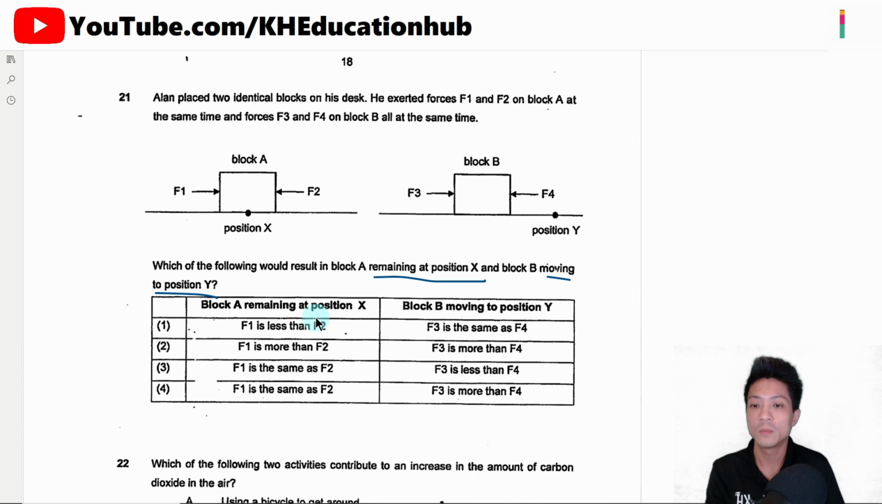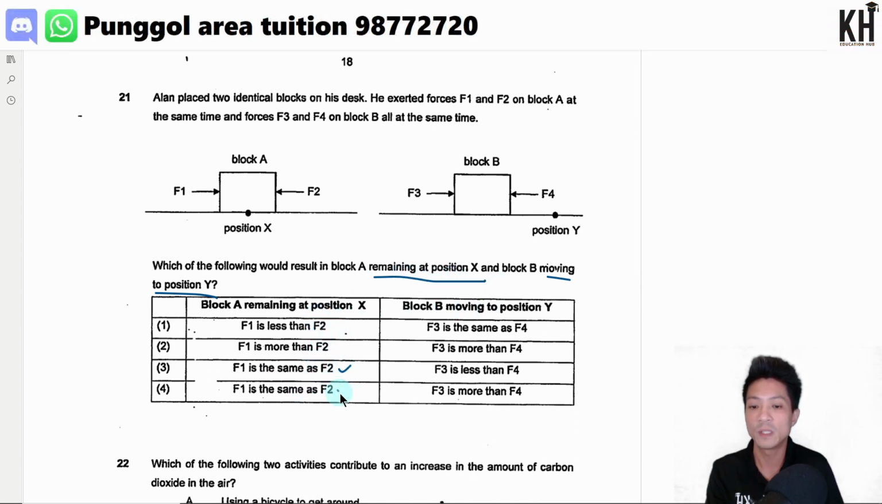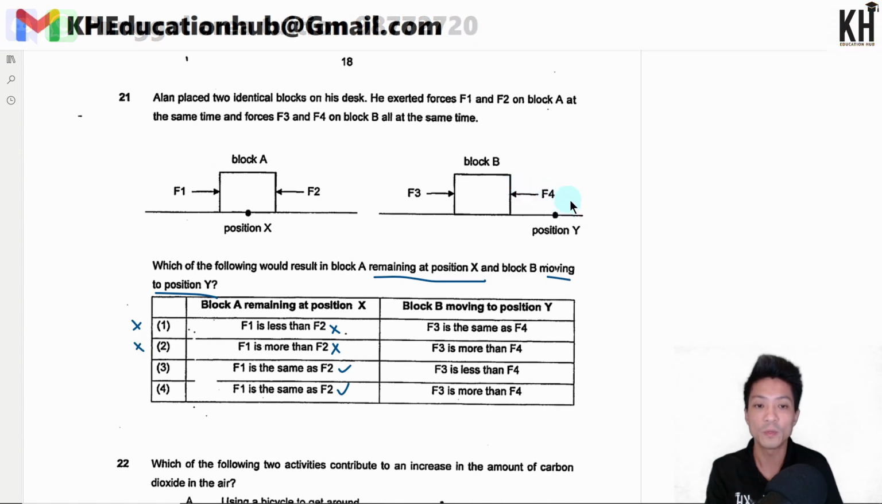Okay, if you want block A to remain, that means the forces must be the same, right? So option 1 and 2, they are out. And if you want block B to move to position Y, you would want F3 to be more than F4. Okay, so the answer is number 4.